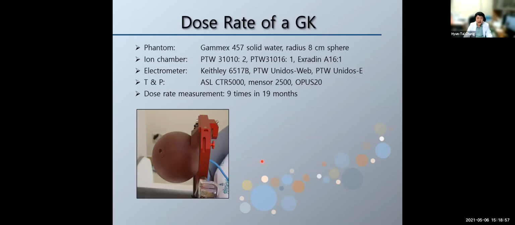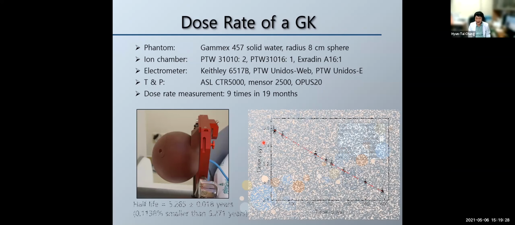The first thing is to measure the absolute value of absorbed dose rate to water of the gamma knife. The phantom is a solid water spherical phantom. Its radius is 8 centimeters. We have 3 types of ion chambers, and an electrometer, thermometer and barometer; we have standard laboratory level devices. And measuring the dose rate of the gamma knife several times means we are measuring the half-life of cobalt-60.